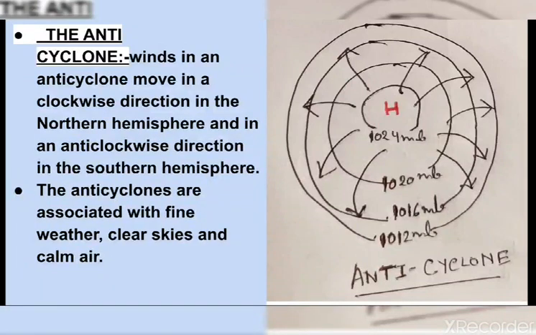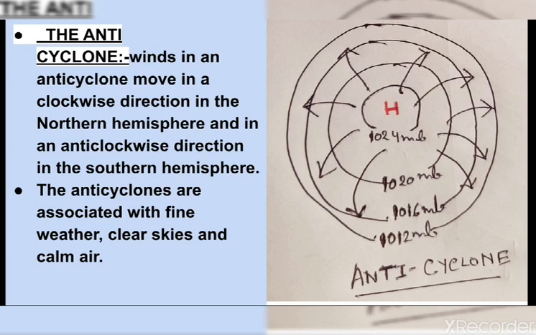So what is anticyclone? An anticyclone is the reverse of a cyclone. It has a high pressure in the center, as you can see in the diagram, and is surrounded by low pressure. Hence the winds blow out from the center in all directions. The winds blow clockwise in the northern hemisphere and anti-clockwise in the southern hemisphere. Anticyclones are associated with clear sky, more stable weather than the tropical cyclone.